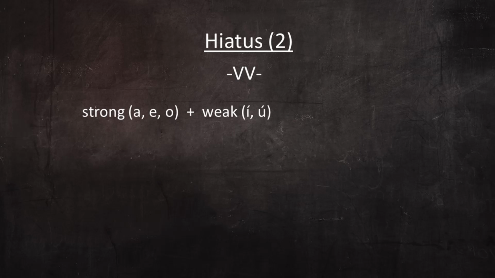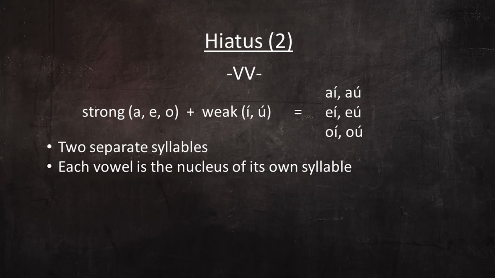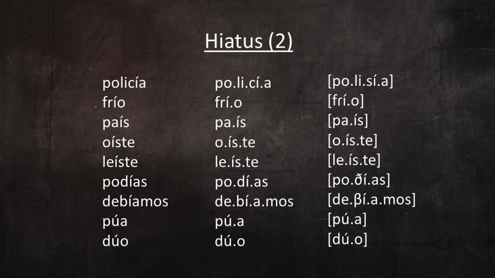When a weak vowel and a strong vowel are adjacent, and there's an accent mark over the weak vowel, the weak vowel becomes strong, and the pair behaves like a hiatus. So they separate into different syllables, each vowel acting as the nucleus of its own syllable. So, for example, the word decía is broken up into the syllables de-cí-a. Check out these other examples.